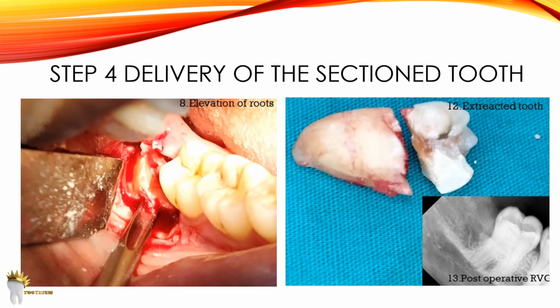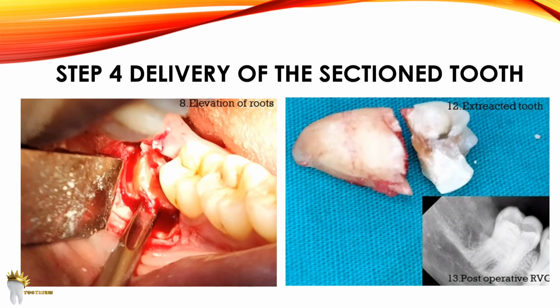Step 4 is delivery of the sectioned tooth. For this, mostly a straight elevator or Crier or crane pick elevator is used. In this picture, you can see the straight elevator being used, and you can also see the extracted tooth. So this was a horizontally impacted tooth which was sectioned, and the crown and root were removed separately.